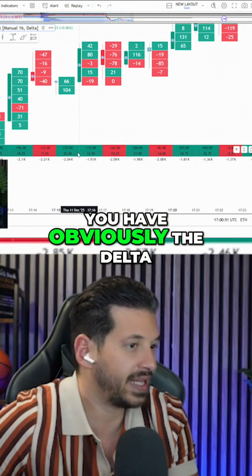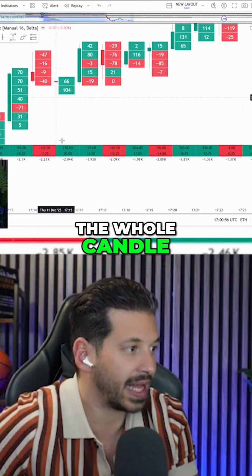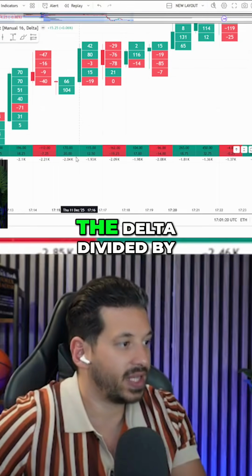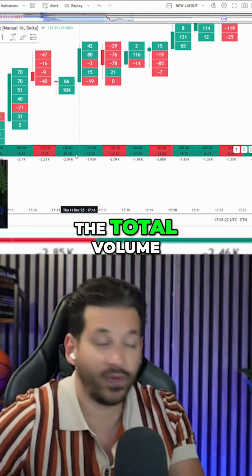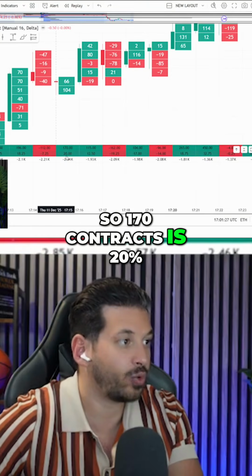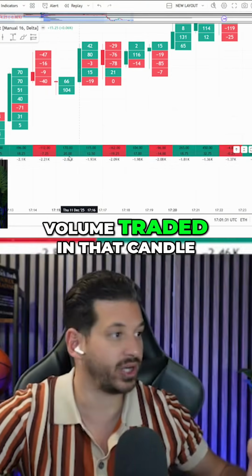You have obviously the delta, so that is the difference between the buyers and sellers for the whole candle, really easy. The delta percent is basically the delta divided by the total volume, right? So that's 20%. So 170 contracts is 20%. 170 buy contracts is 20% of the whole volume traded in that candle.